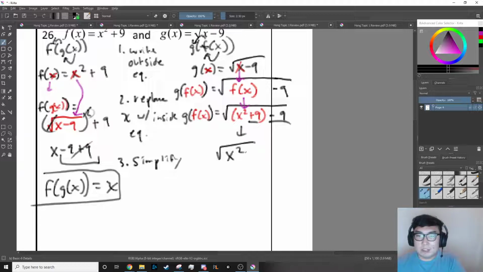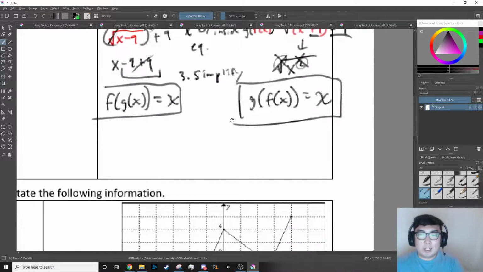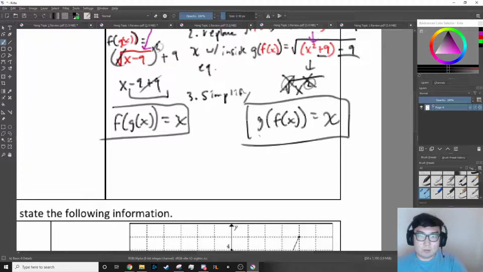So really this simplifies to square root of x squared. And I know that the square root and the square cancel out as well. So g of f of x is equal to x. We talked about this in 1.4, part 2, where we said that if f of g of x is equal to x, which is also equal to g of f of x, which is equal to x, this is an inverse function.